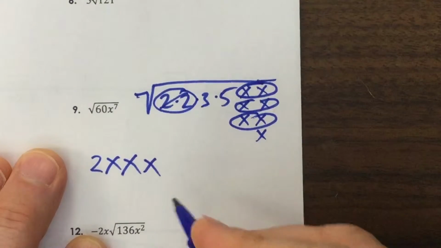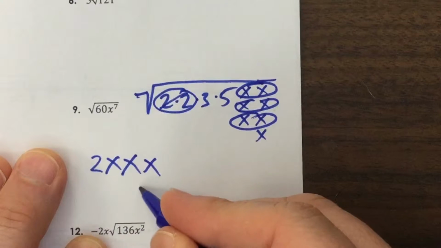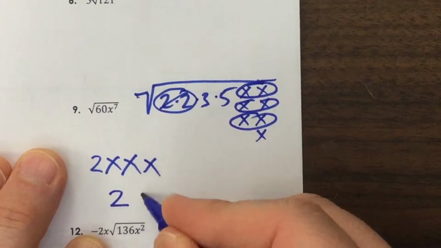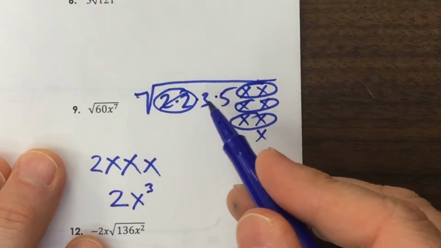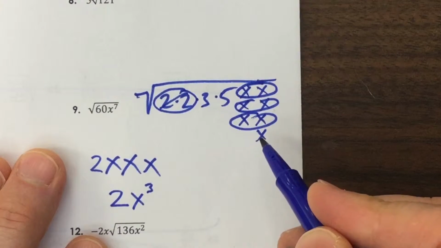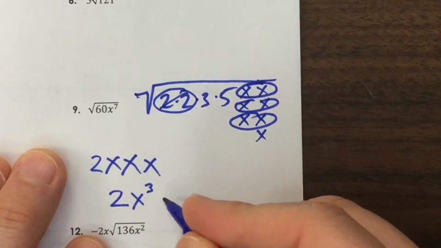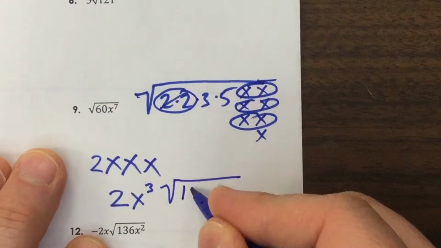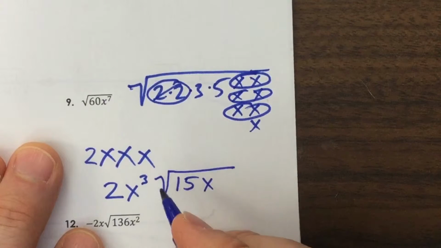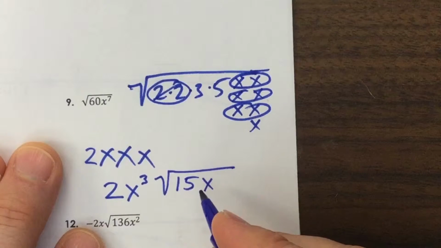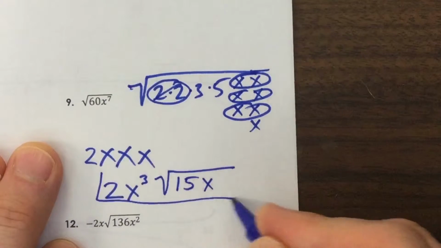So on the outside, I have 2 and 3 x's. I write that as 2x to the 3rd power. On the inside, I have 3 times 5 times x. Well, 3 times 5 gives me 15 with x. So 2x to the 3rd times the square root of 15x.